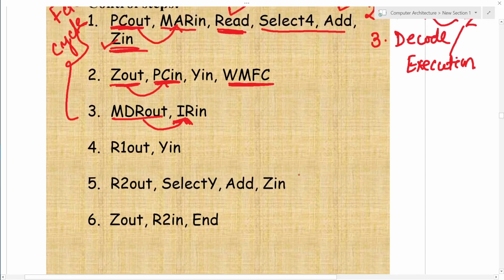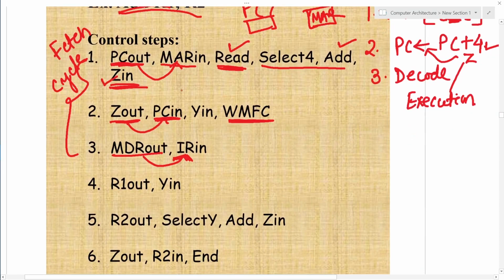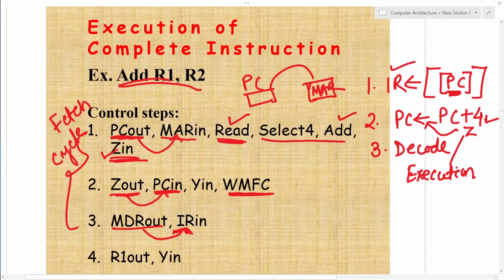Now we have to discuss the execution part. Once the instruction is decoded, we come to know that it is an addition operation: add the content of R1 with R2. That part we have already discussed. I have to write R1 out and Y in, then R2 out and select Y, then add and Z in. Then I have to write Z out and R2 in.